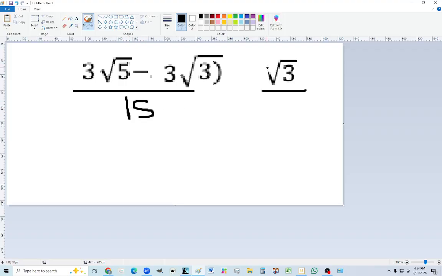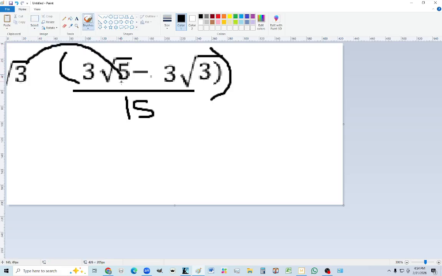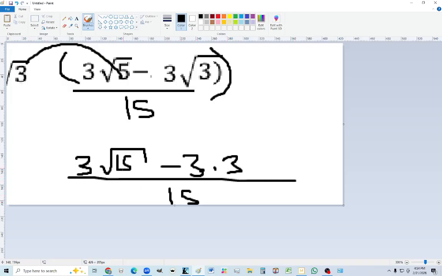So that's the bottom. Now at the top, essentially put this in brackets. Put it where it is or in front. And we're going to distribute it. The square roots can only multiply square roots, so that's 3 square root of 15. And minus 3, and when the square root here multiplies this square root of 3, it becomes a 3 over 15. Well, 3 square root of 15 minus 3 times 3 is 9 over 15.